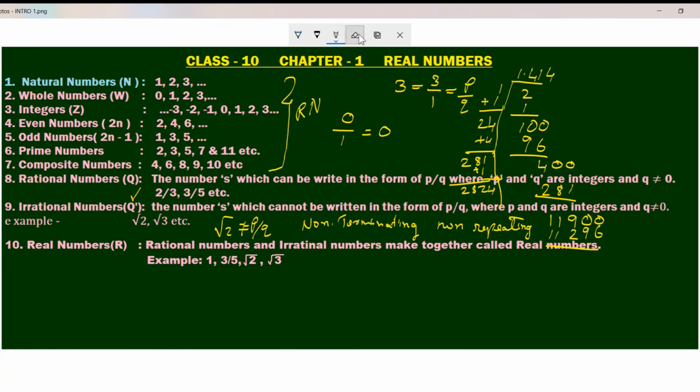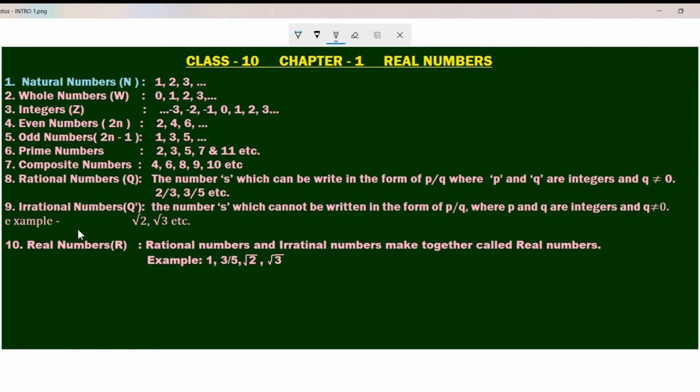Now next we are going to see what is a real number. See, real numbers: irrational numbers along with the rational numbers, those we will call real numbers. That means these two will come under real numbers. Got it? So, see, 1 is a rational number, 3 upon 5 is a rational number, and root 2 is irrational. These are all called real numbers.